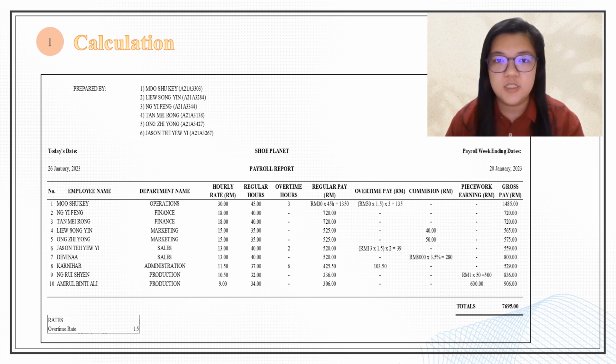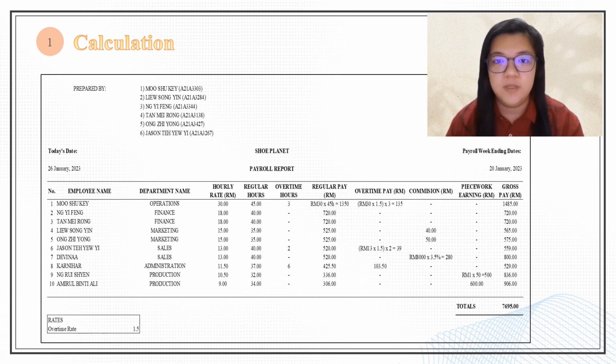Basic pay is the initial salary paid to an employee, and overtime pay refers to the compensation for working beyond normal working hours. For example, the regular working hours for Jason is 40 hours and he works for 43 hours. So 40 hours will be counted by basic pay and 3 hours will be counted by overtime rate, which is 1.5 times of basic pay.